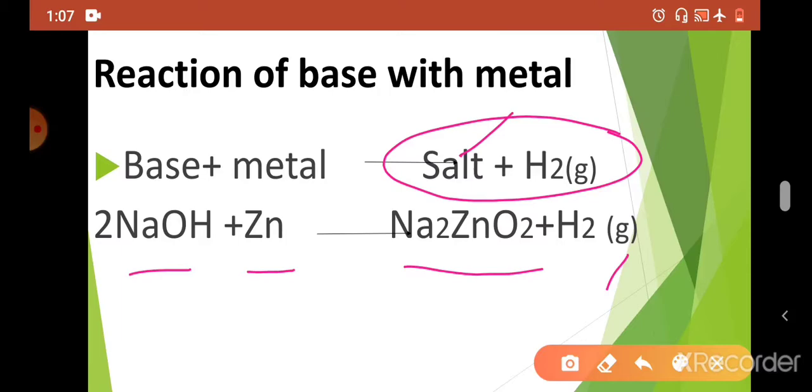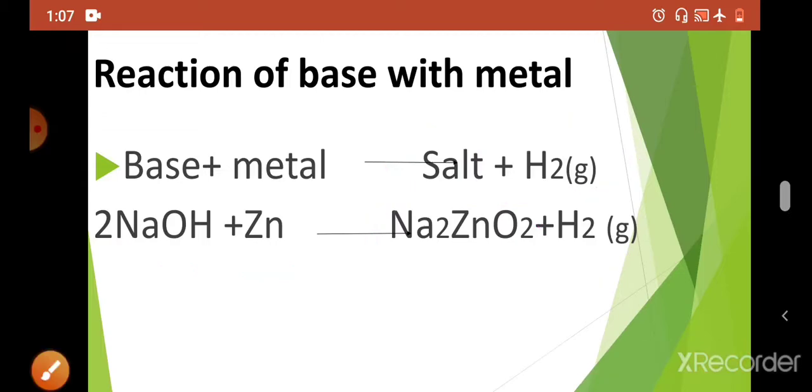Na2ZnO2, the name must be noted, so please note this down in your notebook as well. Na2ZnO2, the name is sodium zincate. That's another type of salt. So the first property we have already written, reaction of acid with metal. This is the second property, reaction of base with metal. I think you have written that one.